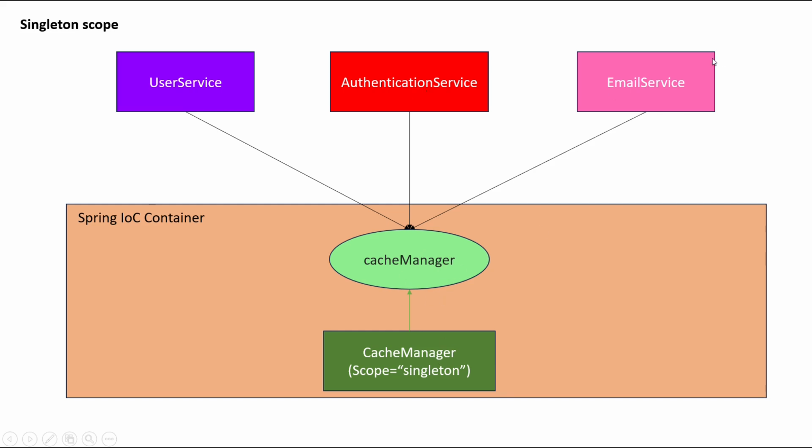Even if there is a third class that asks for the same cache manager instance, it will return the same cache manager object only. It won't create a new one. So this is a singleton. If you define the cache manager as singleton scope, it will create only one instance per IoC container. If you have multiple IoC containers, and there is one more IoC container that also has a cache manager, then we will have 2 instances, one for each IoC container. But within a container there will be only one instance for that particular class. So this is singleton scope.